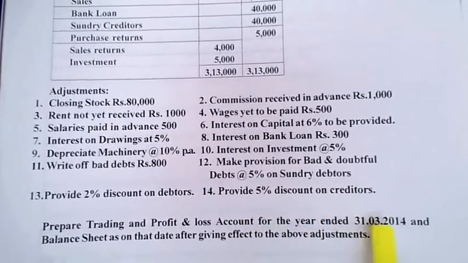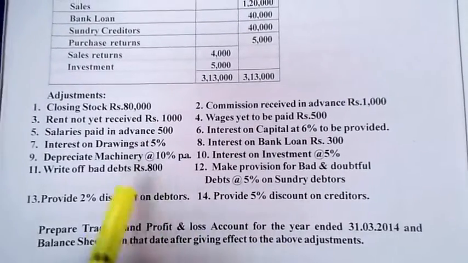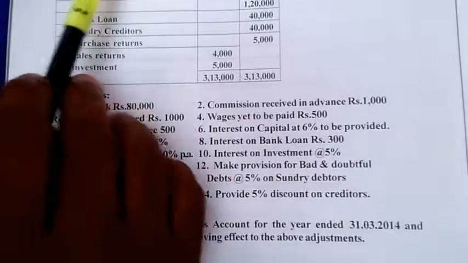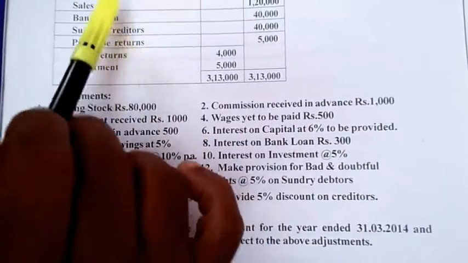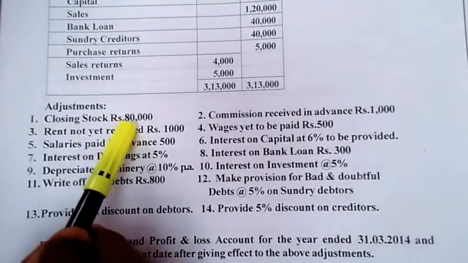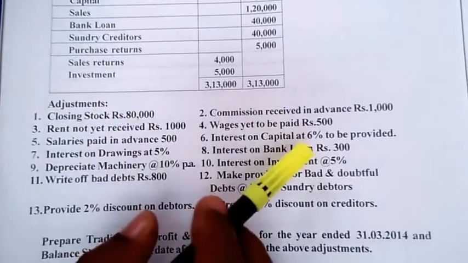While you prepare final accounts, you need to open all the accounts simultaneously, and before you solve the problem, let us see what items are there. So with that, you can make some note of it. Based on that, you can proceed with the problem. First one, closing stock is there. Closing stock means current year closing stock. This will be opening stock for the next year.